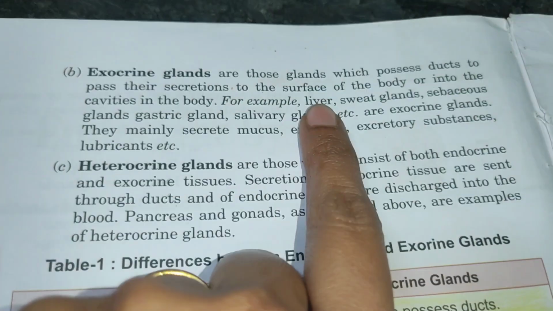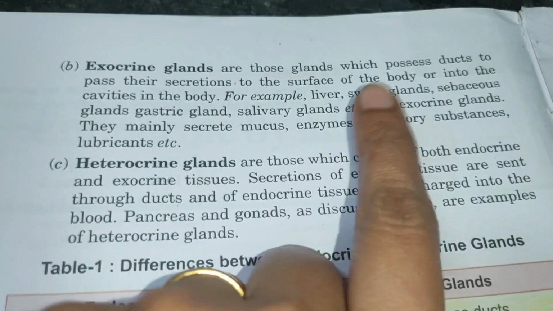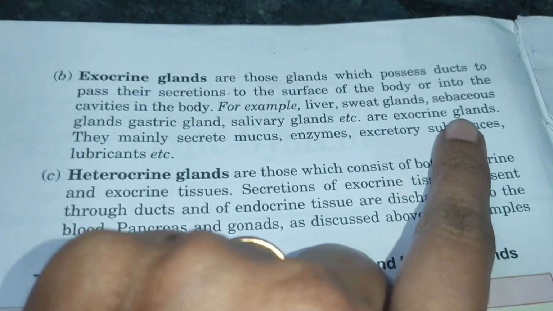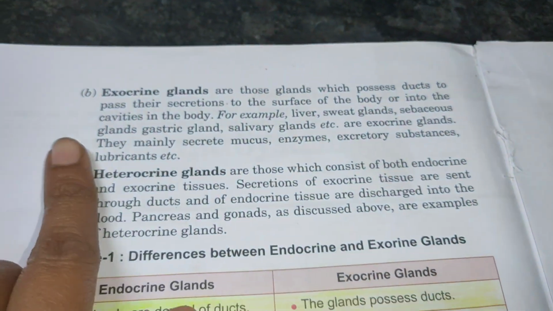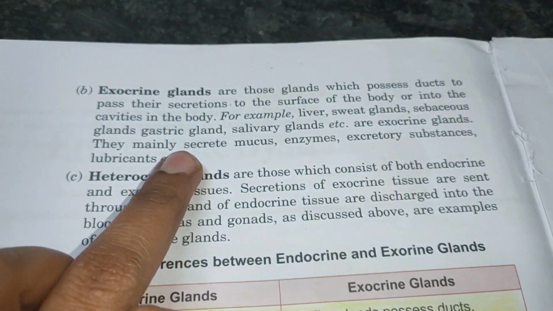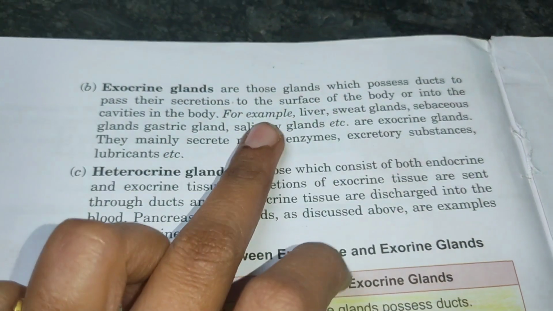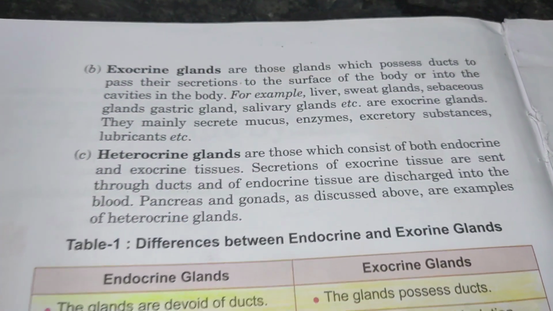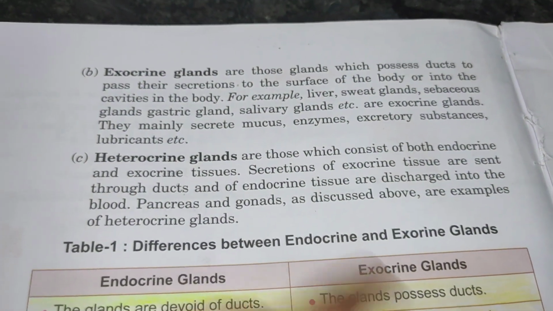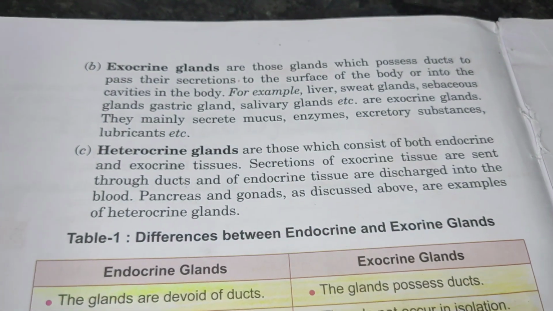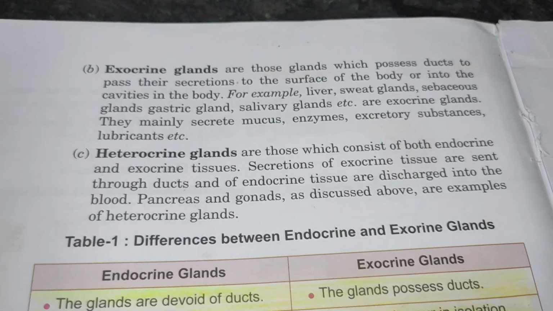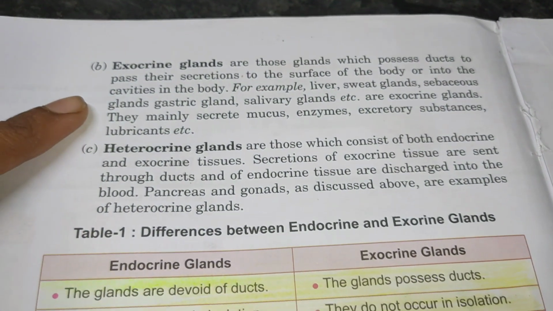Let's see. The liver will produce bile juice, sweat glands sweat, sebaceous glands will produce oil, gastric glands will produce gastric juice, salivary glands will produce saliva. Like this they will secrete mucus, enzymes, excretory substances, lubricants. Then we understood what exocrine glands are.